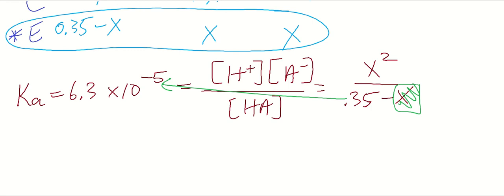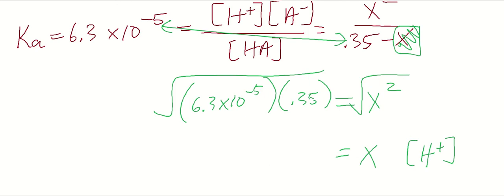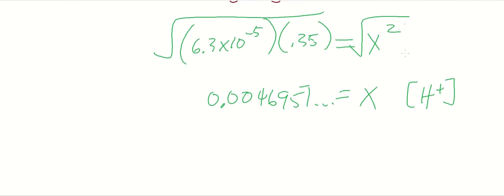Cross multiply there, and we're going to get X squared is equal to 6.3 times 10 to the negative 5 times 0.35. Punch these numbers in our calculator, 0.004697, and so on. Well, that's not going to be our final answer because it's asking us for pH. We have the H plus concentration. We just take the negative log of all of that. That's what pH means. The P just means negative log.